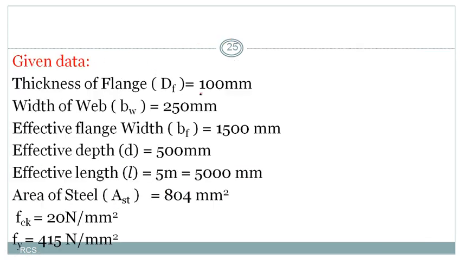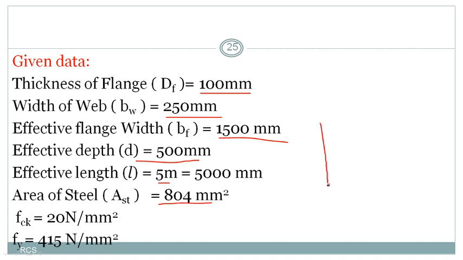Thickness of flange is given as 100 mm. Width of the web is 250 mm. Effective width of the flange is directly given, that is 1500 mm. Effective depth, 500, is not directly given to you as effective depth, and effective length is 5 meters. Area of steel given is 804 mm square.